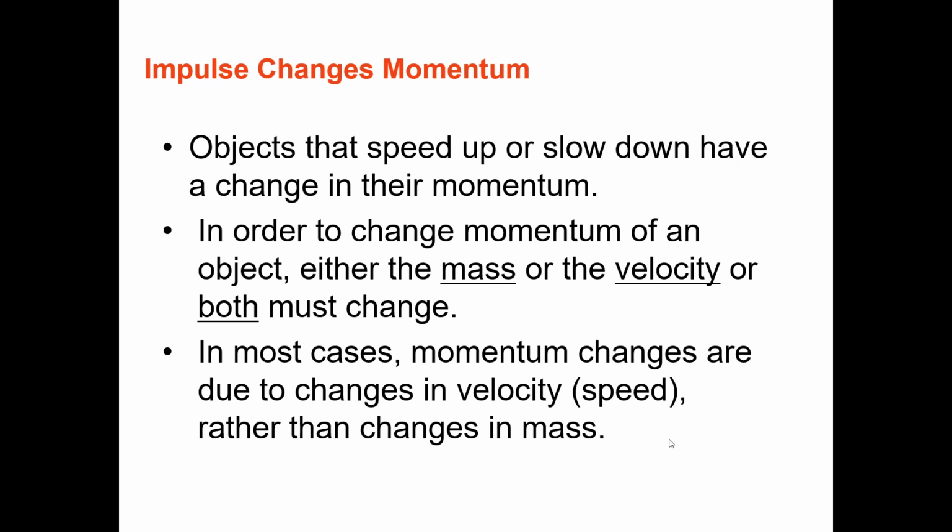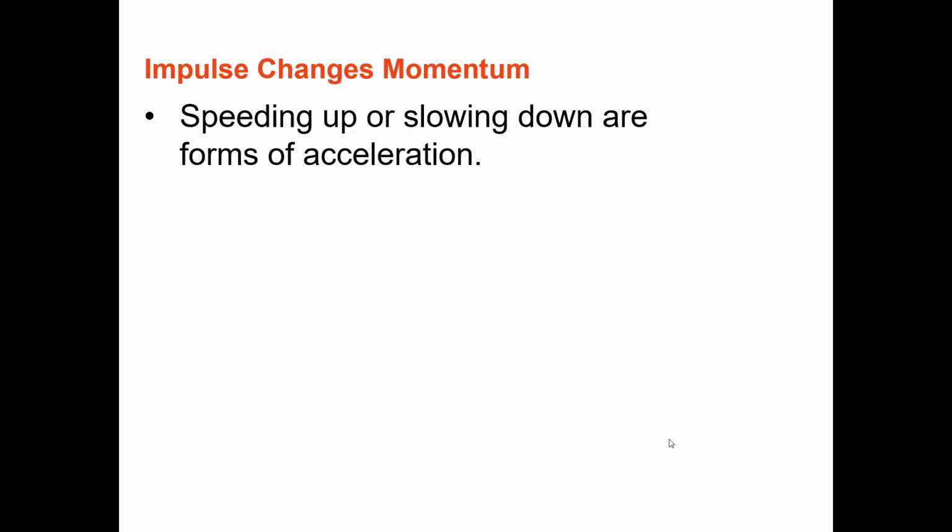But in most cases, objects' mass doesn't change just because they're moving. You can think of examples where the mass might change. For example, let's say a meteor is burning up in Earth's atmosphere. Obviously, as it burns up, its mass is changing. But for most things here on the Earth, most of the problems that you and I would encounter, the mass of the object stays the same. So we're going to focus mostly on changes in speed.